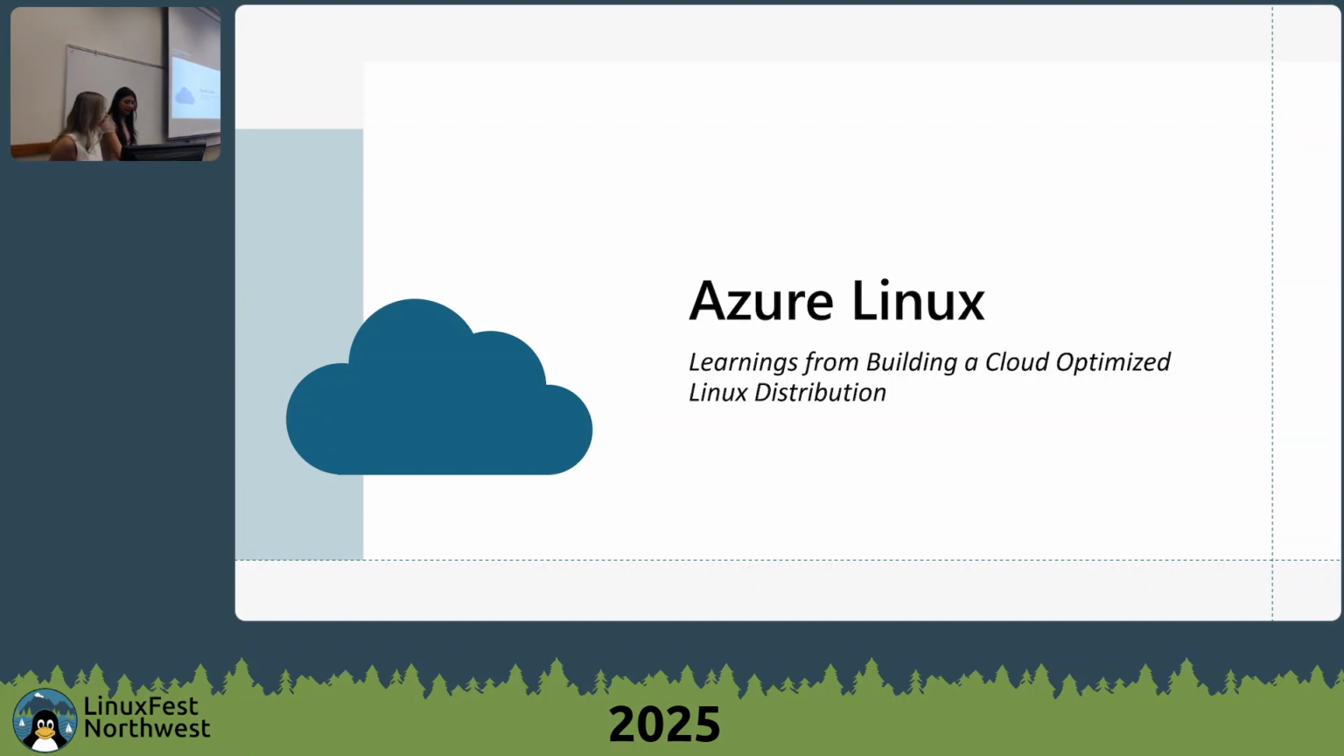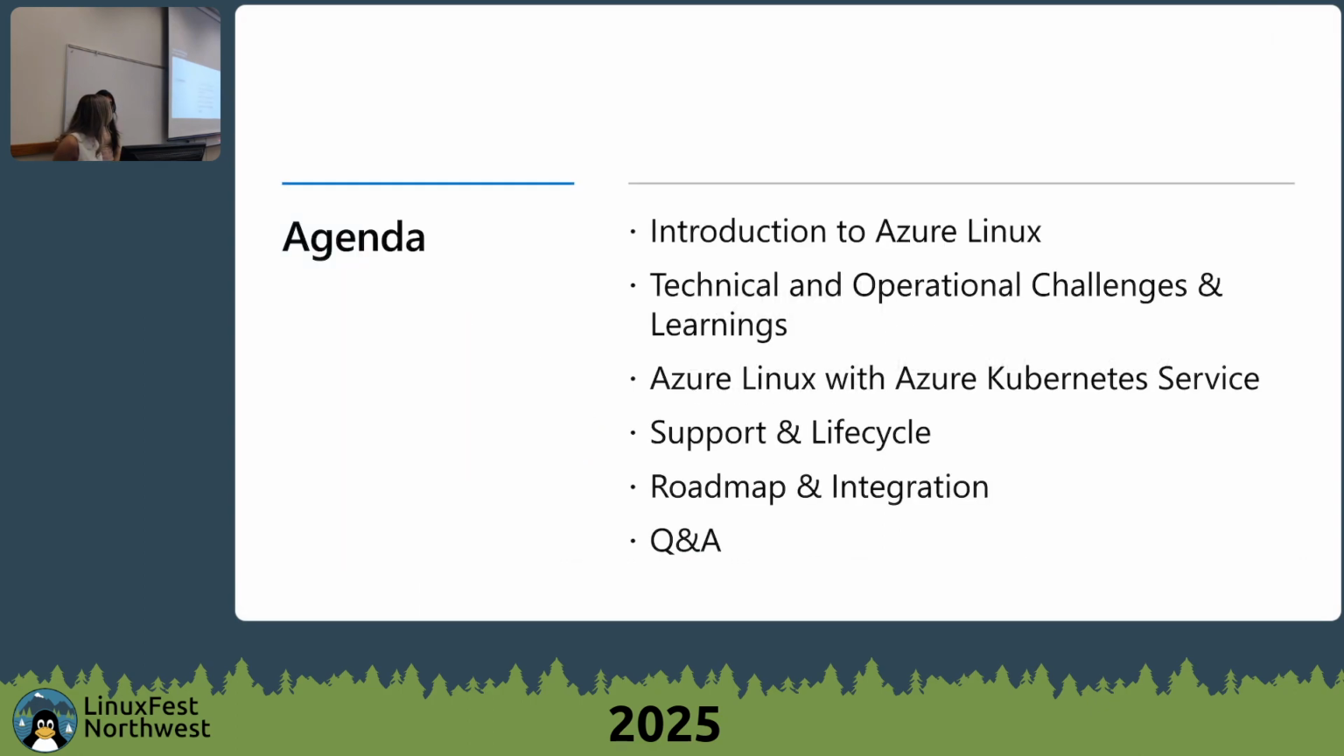We're going to be giving a talk on Azure Linux and our learnings from building a cloud-optimized Linux distribution. Quickly to go over the agenda, we'll start with an intro to what Azure Linux is. We'll be discussing the different technical and operational challenges we've had to balance. We'll discuss how it's integrated with other cloud services like Azure Kubernetes Service. We'll discuss support and lifecycle, roadmap and integration, and then have time for Q&A.